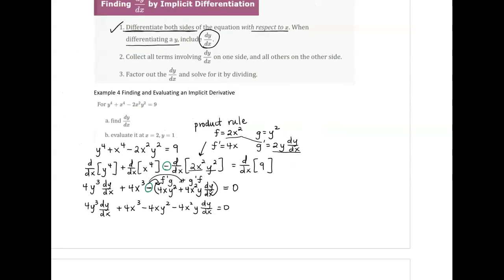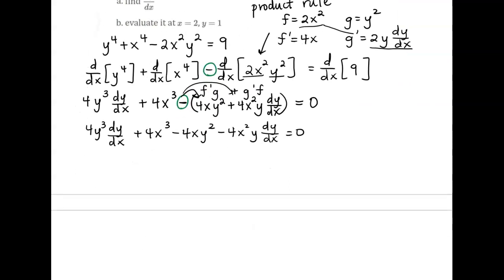So we have completed the first step. We have taken the derivative on both sides with respect to x, and any term that had a y, we did see a dy/dx show up in. Step 2 says to collect all terms involving dy/dx on one side and all others on the other side. It doesn't matter which side of the equation you choose to put your dy/dx's on. I'm going to choose to put my dy/dx's on the left. So everything that does not have a dy/dx is going to go to the right side of the equation.